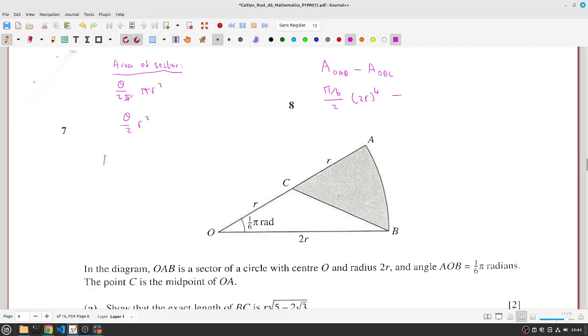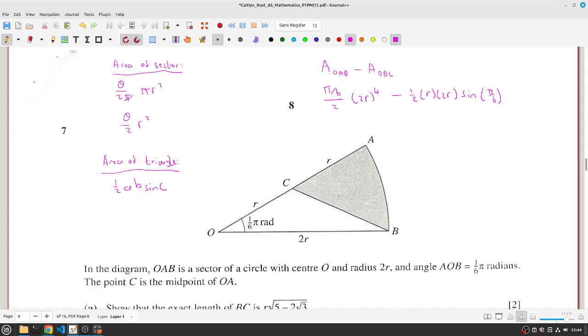Okay, so let's also write area of triangle. To calculate the area of the triangle, we can say that's half times one side times another side times sine of the angle in between those two sides. So we have that here. We can say half of one side times the other side times sine of the angle in between them, pi over 6. Okay, that's the area of the triangle.